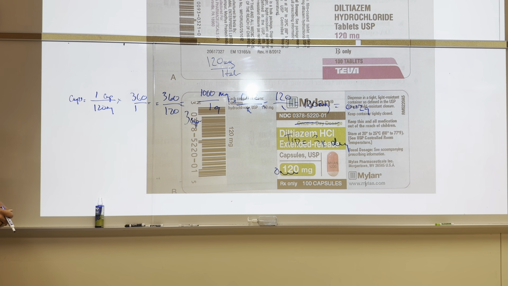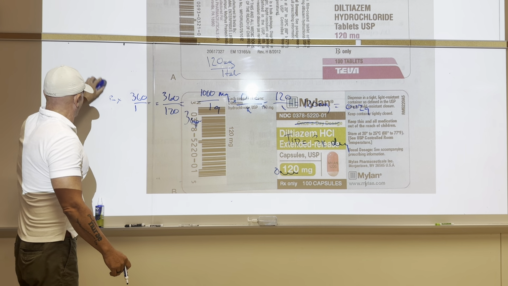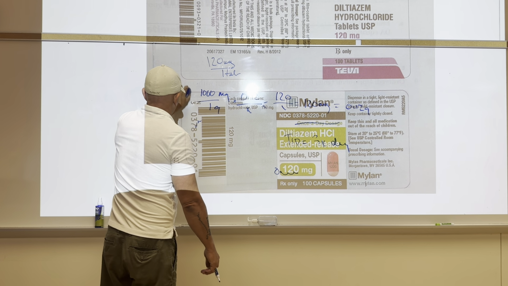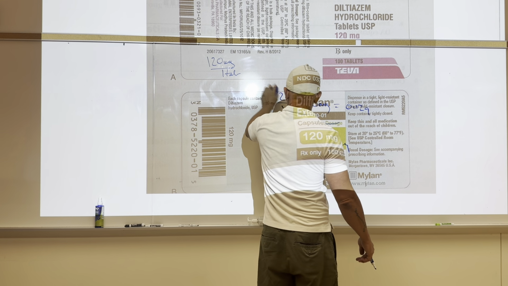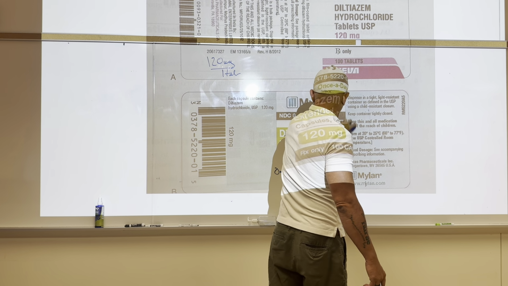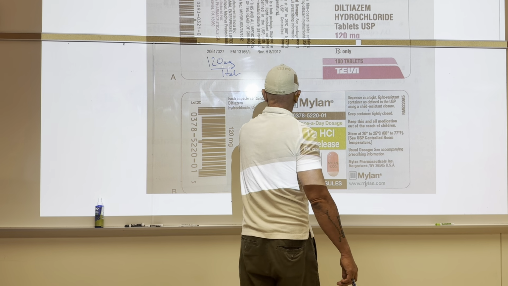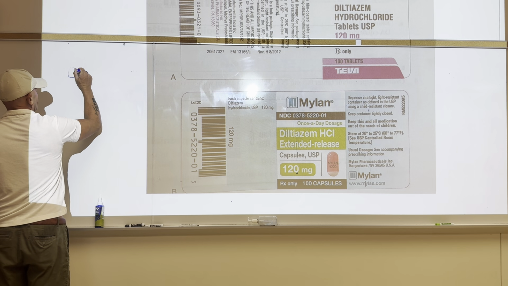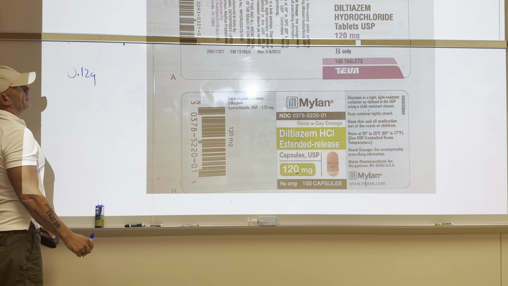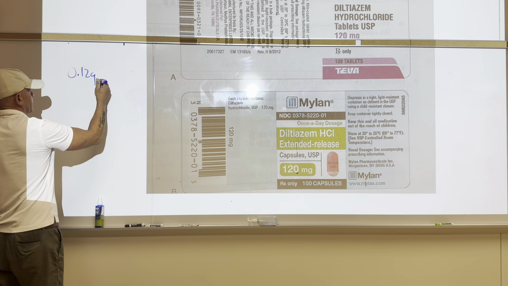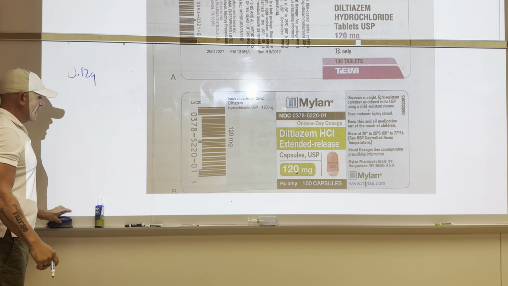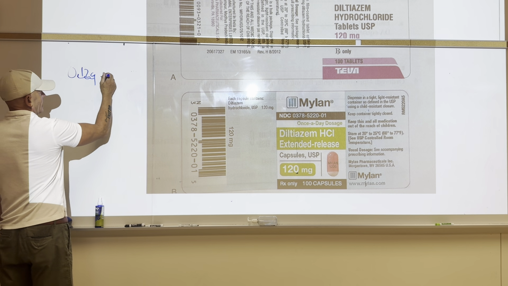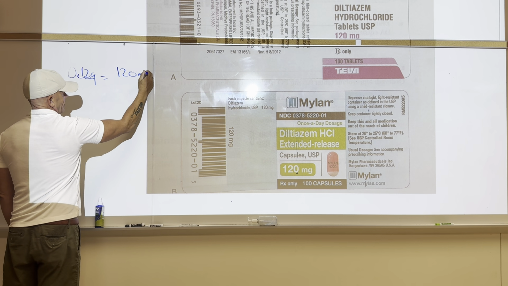Now, I will give you this. If you want to do it this way, that's a long way of doing it. For capsules, it's a little easier to do, because you just have to convert. So we have 0.12 grams PO TID. How are we going to convert that to milligrams? We're going to move the decimal. 1, 2, 3. That gives you 120 milligrams.